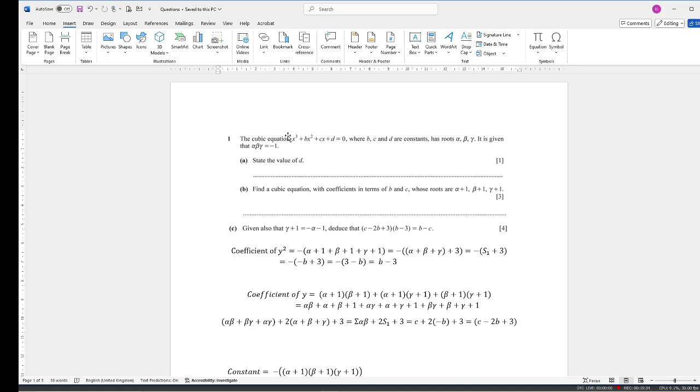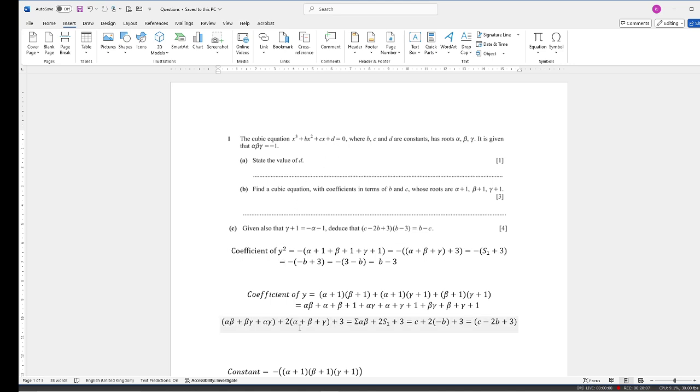B, C, D are constants, the coefficients of x squared and x, and the constant of course, and it has roots alpha, beta, gamma. It is given that the product of the roots is negative 1. So what does that imply? First of all, they said state the value of d. How do you state the value of d? It's really simple. We found out that our constant is just the product of all the roots, meaning d equals -1. Is that so?